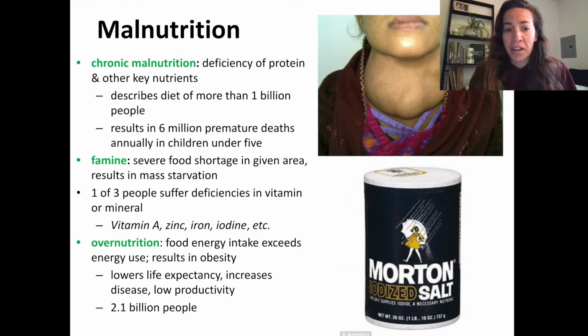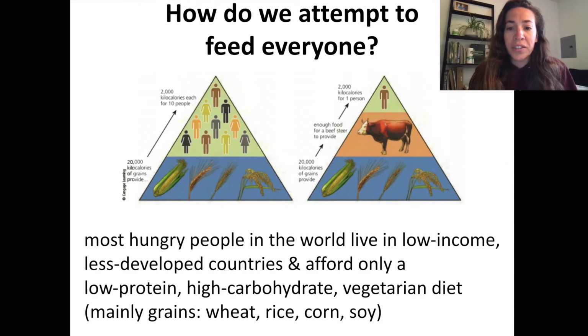So how do we attempt to feed everyone? Most hungry people in the world live in low-income and less developed countries, and can only afford, on the left-hand side, this low-protein, high-carbohydrate vegetarian diet. That includes grains, rice, etc. For a lot of people, especially in the United States, we supplement our diet with meat. And the production of that meat requires an incredible input of those vegetarian-based materials. That's why an argument for sustainability is to avoid eating meat or to eat less meat, because it eliminates this middle step as we're seeing here.